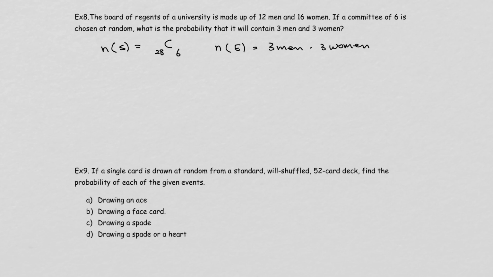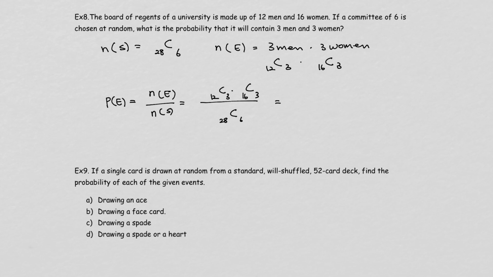3 men and 3 women means out of 12 men, you're picking 3, and out of 16 women, you're picking 3. And if you wanted to write that in a probability format, you will have the number of event over the number of sample size. So the sample size we already know, right? That's going to be 28, picking 6. But in order to get 3 men, you're going to do 12 out of 3 times 3 women, which will be 16 out of 3.